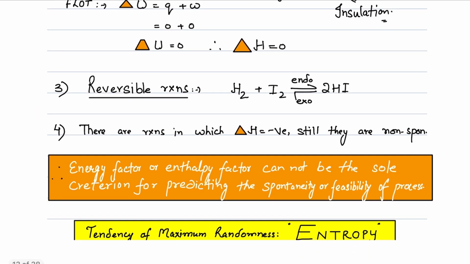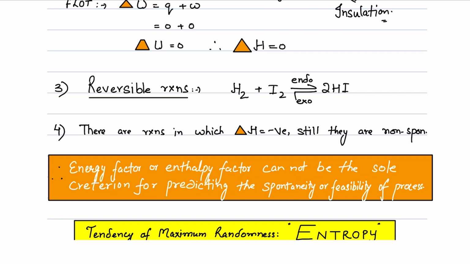Another example is the reversible reactions. Now in the case of reversible reactions, if one step is endothermic, then the reverse step is exothermic in nature, still the processes take place. So that is a spontaneous process, and there are many reactions in which delta H is negative, still they are not spontaneous. So we can say that the energy factor or the enthalpy factor cannot be the sole criterion for predicting the spontaneity or feasibility of the process. So this can be asked in school exams.